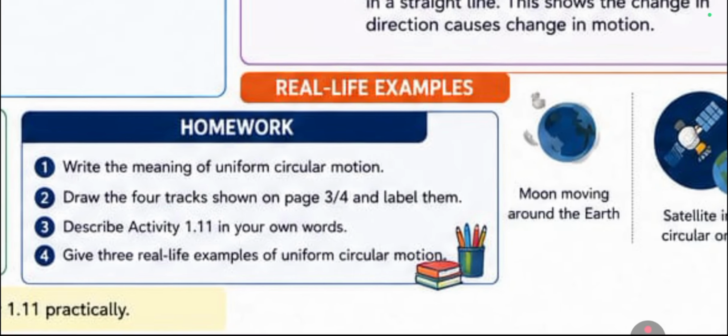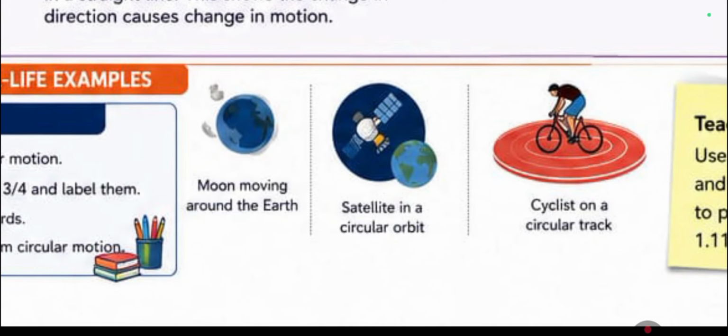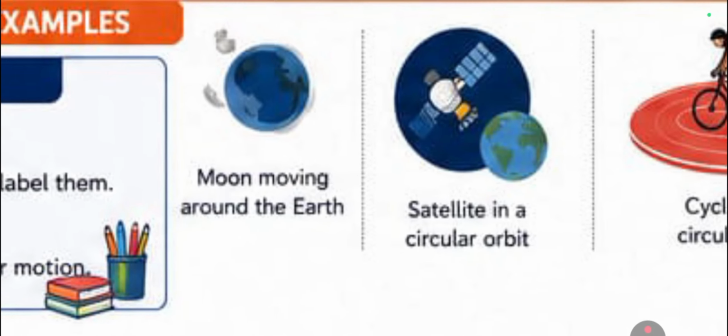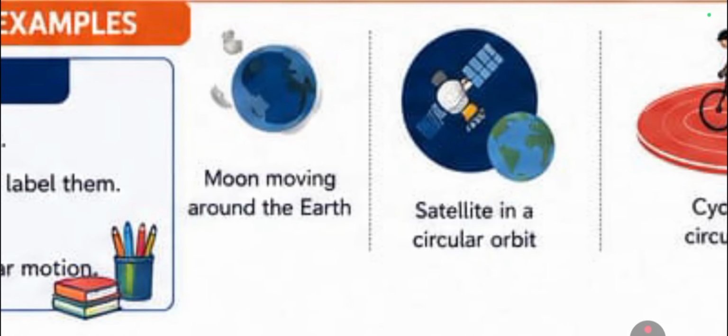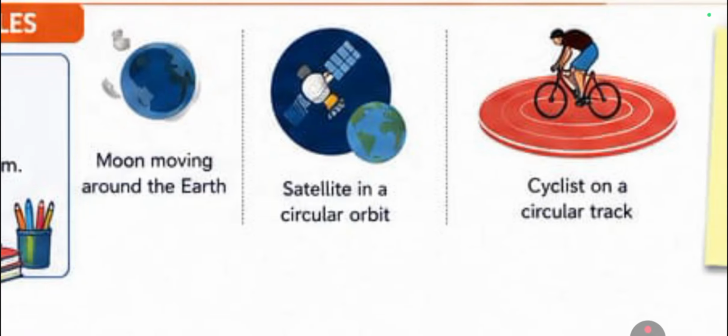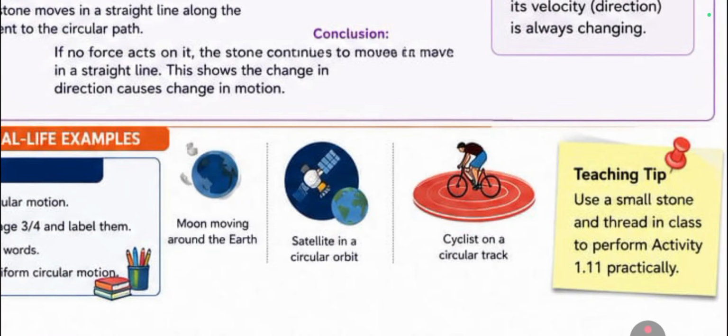Okay. Now we are discussing some more examples of uniform circular motion. Moon moving around the earth. This is one example of uniform circular motion. And a satellite in a circular orbit. Cyclist on a circular track. These are some more examples.